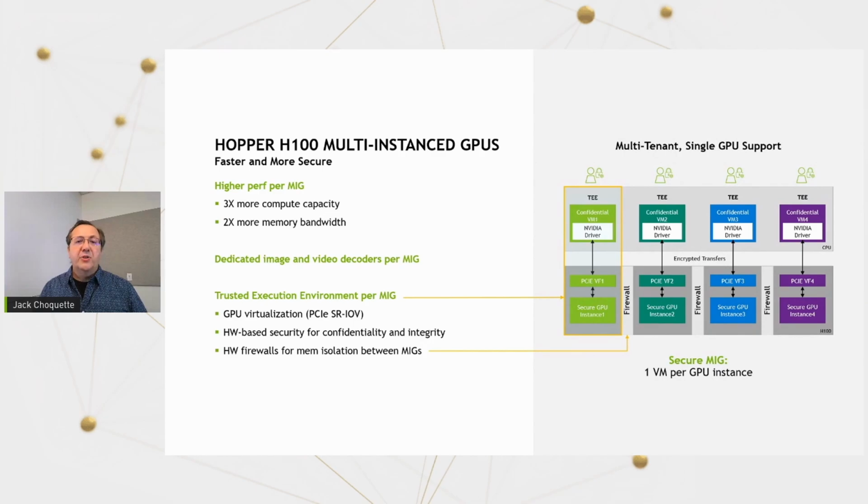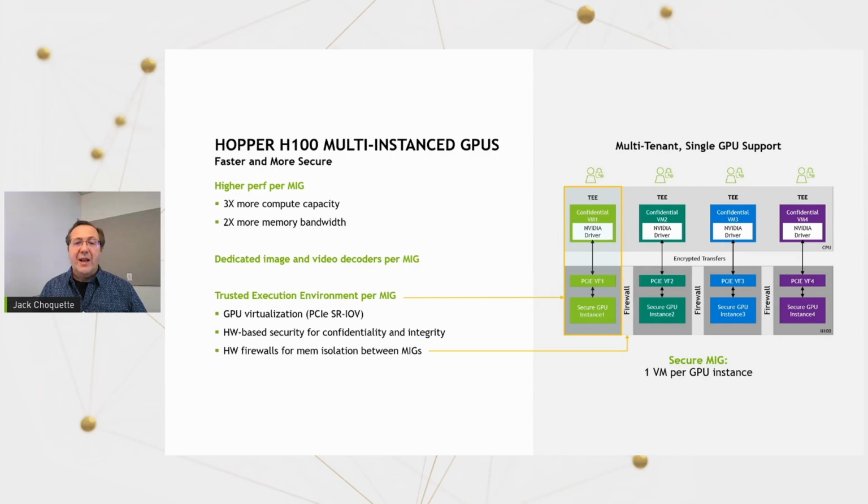On Hopper H100, we have made several improvements to our MIG technology. H100 provides around 3 times more compute capacity per MIG than A100, and roughly 2 times more memory bandwidth per MIG. Next, we have added dedicated image and video decoder engines per GPU instance. These are important for AI inferencing customers who often do lots of image or video processing. Finally, in H100, we have combined our MIG technology with our confidential computing technology for secure execution.